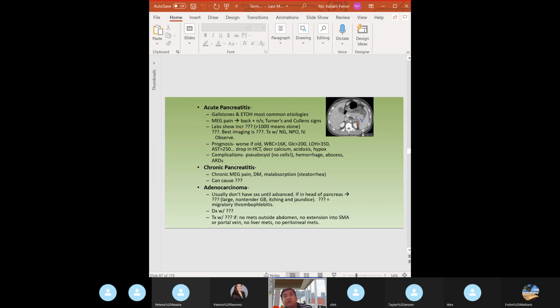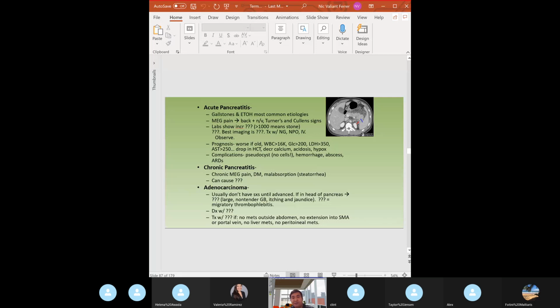And you can also have Trousseau sign. What is this, guys? Trousseau sign. That's the generalized thrombolytic, right? Trousseau sign. This is migratory thrombophlebitis. Please know these signs, okay?